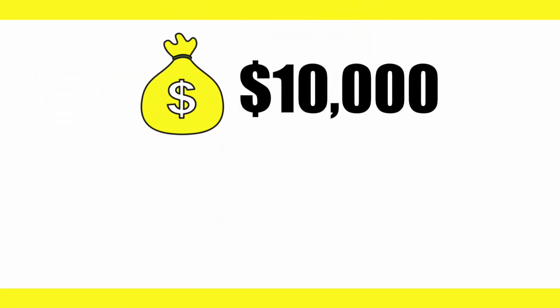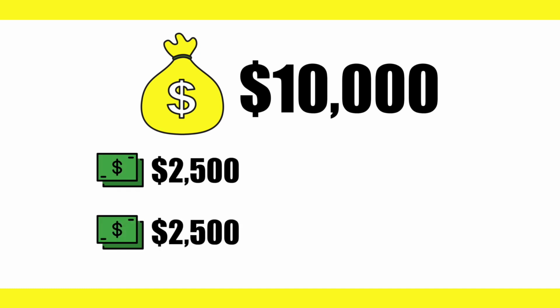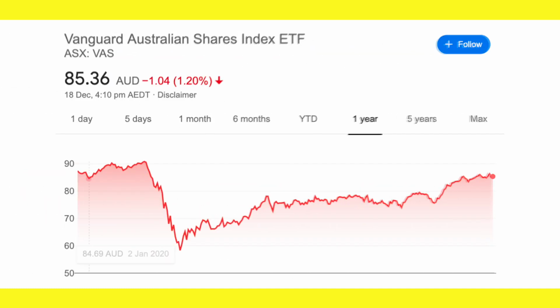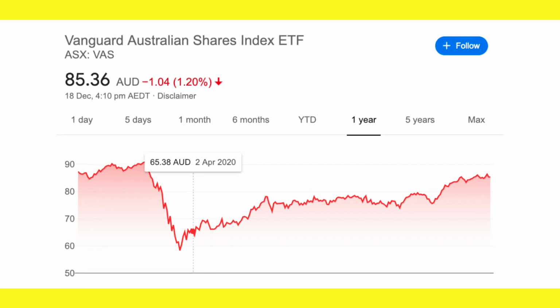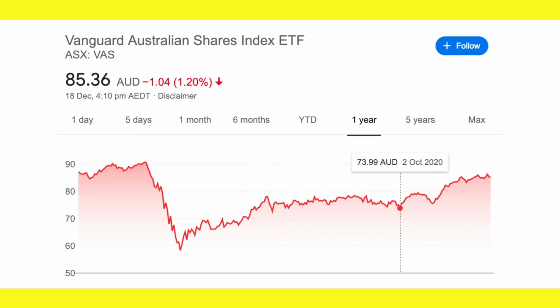Say you have $10,000 to invest in Vanguard's VAS ETF, which tracks the top 300 companies on the Australian share market. A DCA strategy could be to invest in 4 parcels of $2,500 over the course of a year at 3-month intervals. You put in your first $2,500 on January 2 at a price of $84.69. Another $2,500 goes in 3 months later on April 2 with a price at $65.38 after the COVID market crash. Your third amount goes in on July 2 as the price recovers to $76.61. And the final $2,500 is invested on October 2 at the price of $73.99.